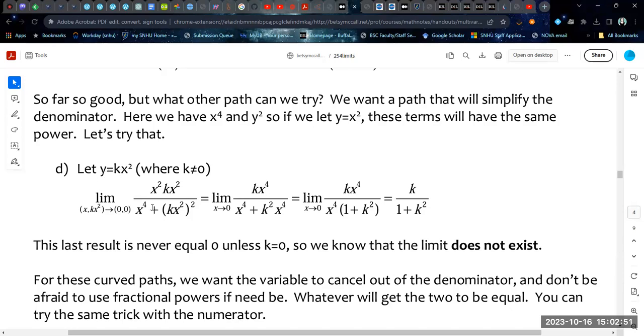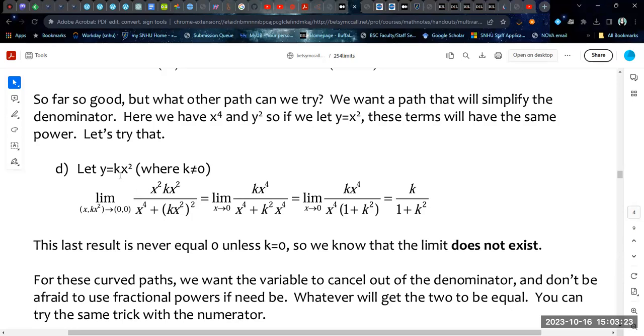So here, if I plug this in, I'm getting the x squared as my ideal path because I have a term in the denominator which is x to the 4th, and a term which is y to the 4th. And if I set those essentially equal to each other, then I get the relationship between x and y should be y equals x squared. So that's why I'm using y equals kx squared. And again, k doesn't have to be 0, but it can be.